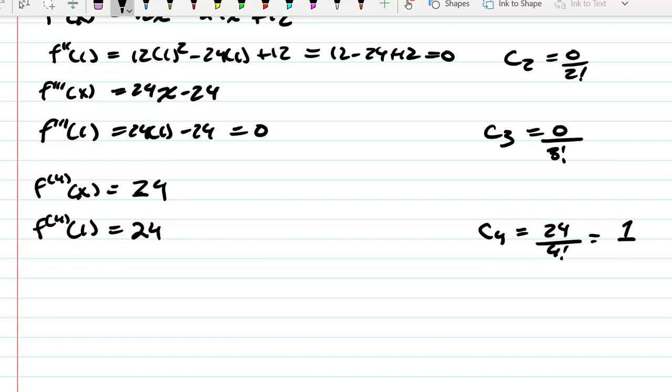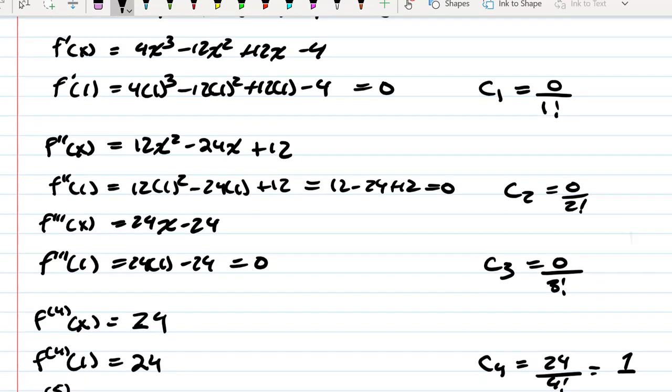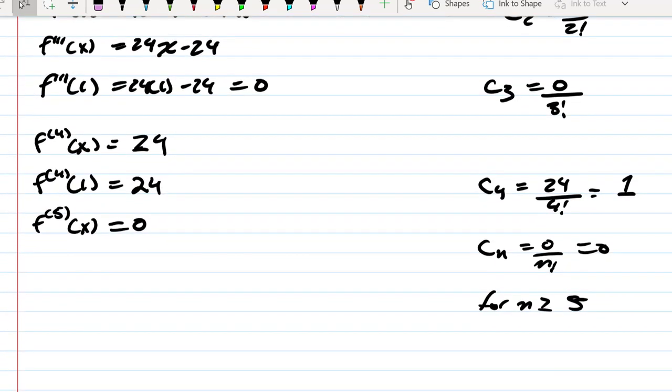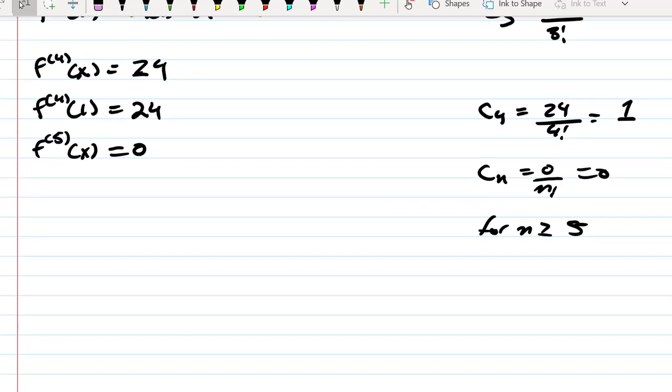And then finally, for our next derivative, the fifth derivative, the derivative of a constant is 0. And in fact, all of the derivatives after that are going to be 0. So c sub n is going to be equal to 0 over n factorial, which is 0 for n greater than or equal to 5. So in this Taylor series, c0, c1, c2, c3 are all 0, c4 is 1, and then the rest of them are 0. So what does that tell us?